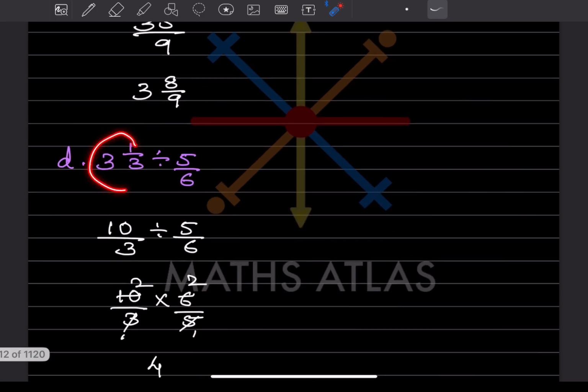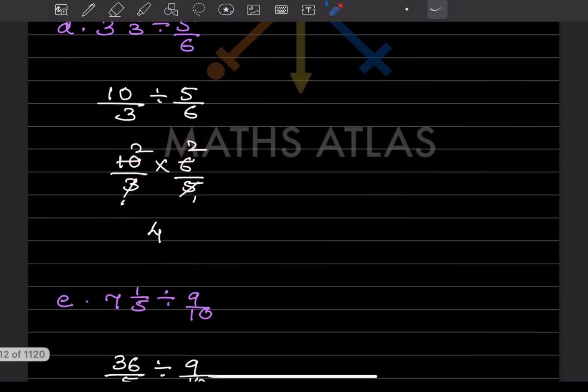Again, this will be 9 plus 1, 10 by 3 divided by 5 by 6. So 10 by 3, this will be multiplied and this is going to get flip over 6 by 5. 3 ones are 3 twos are 5 ones are 5 twos are. So this is going to be 4 divided by 1, that is going to be 4.